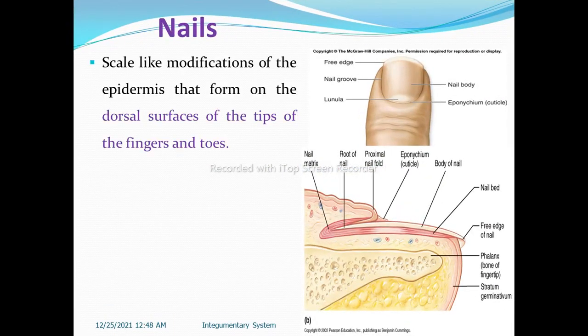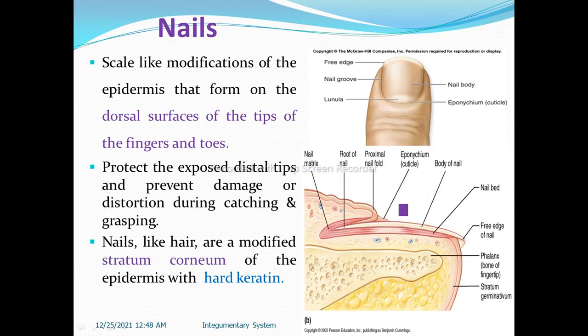So now we are starting the second appendage. This is known as nails. Nails are scale-like modifications of the epidermis that form on the dorsal surface of the tips of the fingers or the toes. So they are found on the dorsal surface of the fingers and the toes. They protect the exposed distal tips and prevent damage or distortion during catching or grasping.